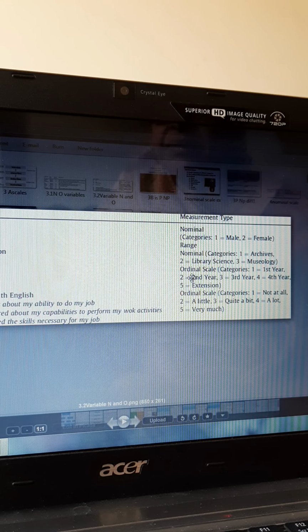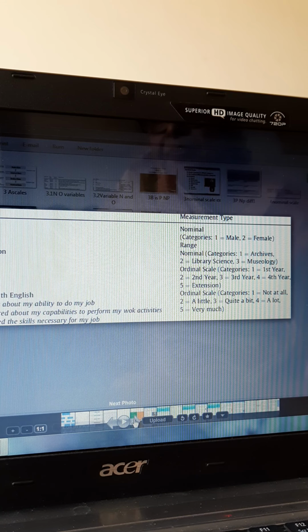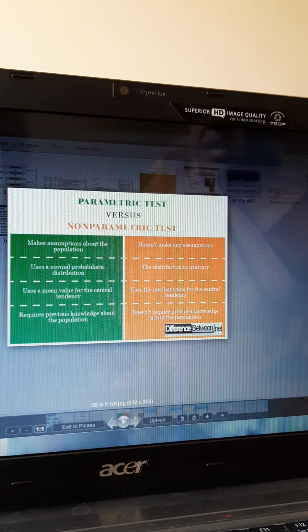Years of study, ordinal data. Why is it ordinal? Again I have given categories. First year, second year, third year, fourth year, fifth year. Like that. You understood now ordinal and nominal data. Okay, right. If it is category discrete, then it is nominal data. If they have given a range, then it is range. Okay, right. So now we are coming to parametric, non-parametric.